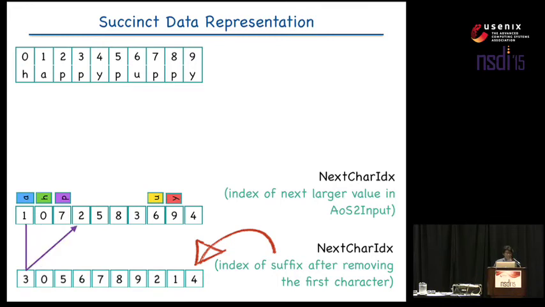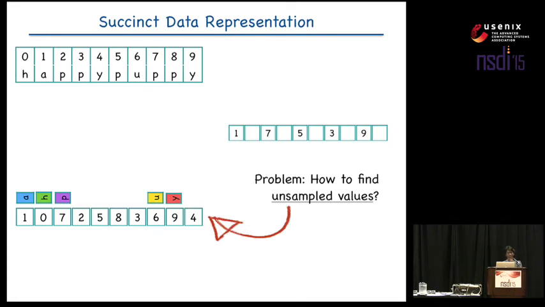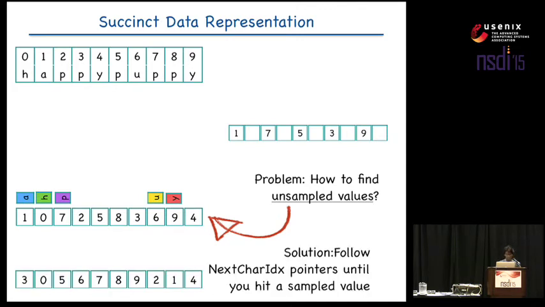So even though there is no redundancy in AOS2 input, I can sample this array, okay, store the sampled array, and the question then becomes, when I'm doing my binary search, how do I find unsampled values? The answer is you keep following the pointers in next char index until you find one of the sampled values. Okay? So for 0, if I want to find the second value, I'm going to follow the pointer, and I hit 1, which is sampled, and I can find such values. Okay, so I'm going to leave it there.